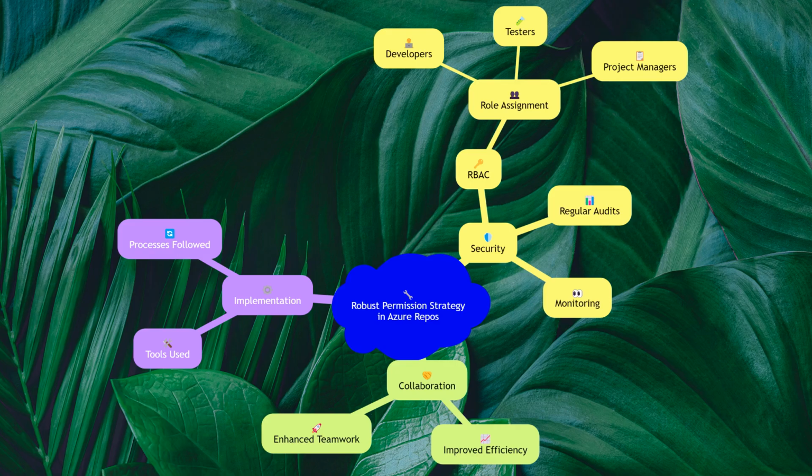Consider a software development team that successfully implemented a robust permission strategy in their Azure Repos. By using RBAC, they assigned appropriate roles to team members, ensuring that developers, testers, and project managers had the necessary access. Regular audits and monitoring help them maintain security and quickly address any issues. This approach not only enhanced security, but also improved collaboration and efficiency.